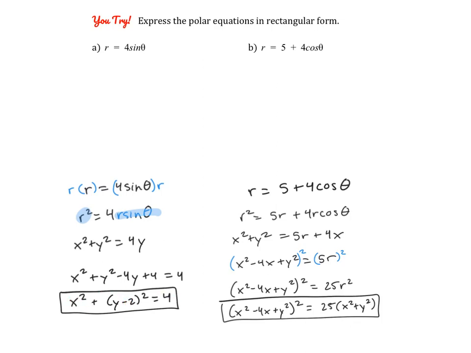For part B, this is like the last example we did. First, start by multiplying both sides by r. So we're able to change r squared and r cosine of theta, but we still have this r value here. So if we isolate this term, we can square both sides, allowing us to remove r squared.